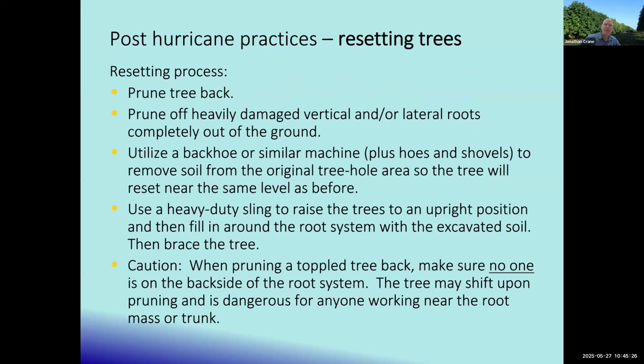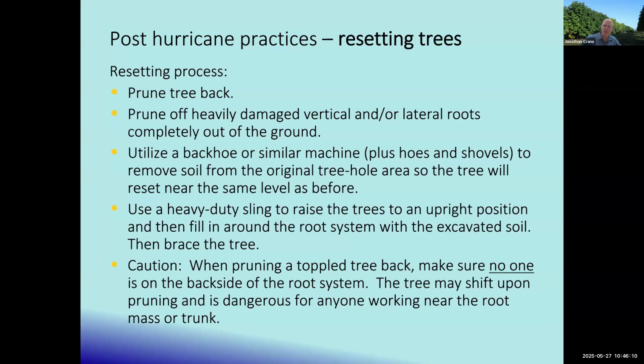So the process for resetting a tree is to prune the tree back. You may end up having to prune off some of the root system if it's not going to go back in the soil easily, if they've come completely out of the ground. You want to remove some of the soil from the back of where the root system was, so you can reset the tree at as near to the same level as it was in the ground before. And as I mentioned, you'll use a sling to help lift that tree back into place. And you can use some of the old limbs that you've cut into forked stabilizers to help prop up the tree.